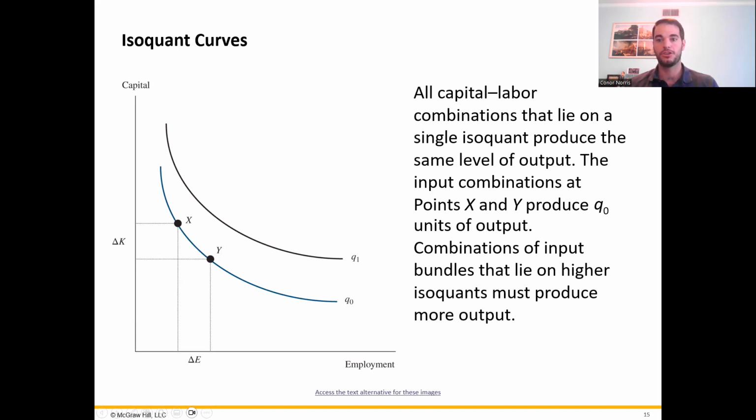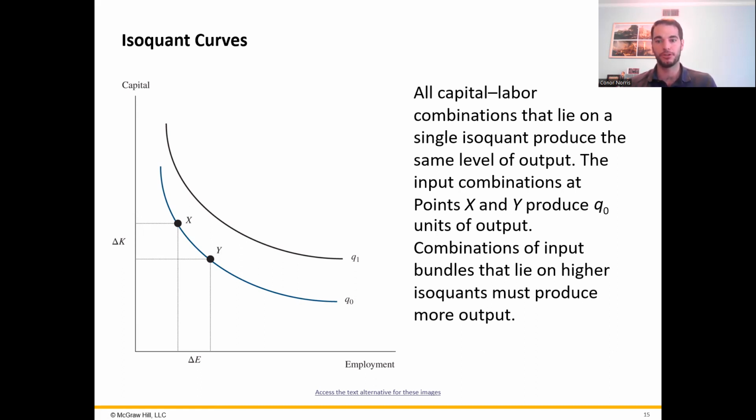So for example, Q0 might represent producing 50 pizzas per day for your pizza shop. An isoquant further away, like Q1, might represent producing 100 pizzas per day. And the further an isoquant is from the origin, the more output it represents. If a firm moves to a higher isoquant, that means that they become more productive, either by using more inputs, so more workers and more capital, or by finding a more efficient combination of inputs.